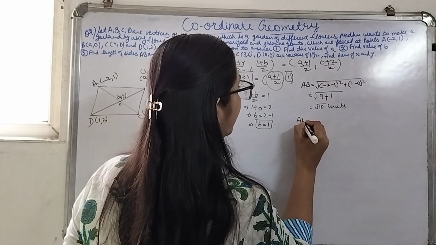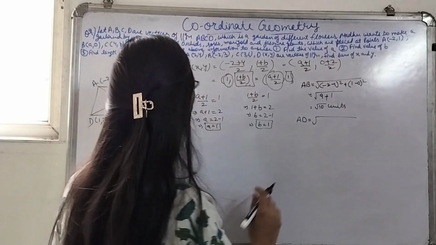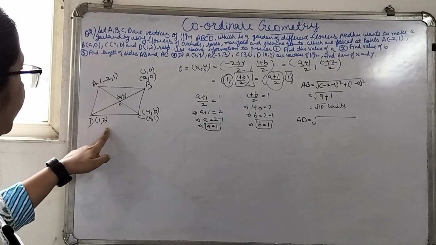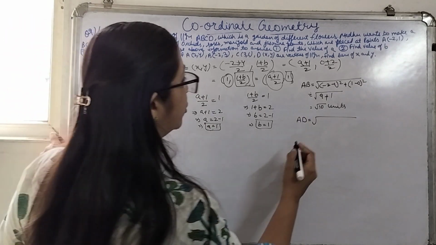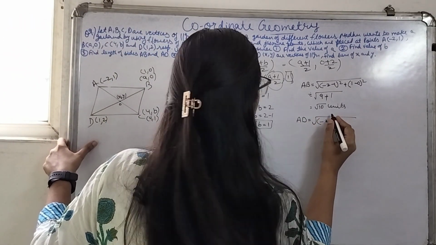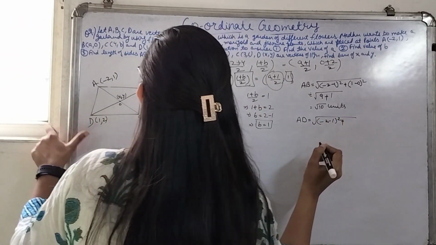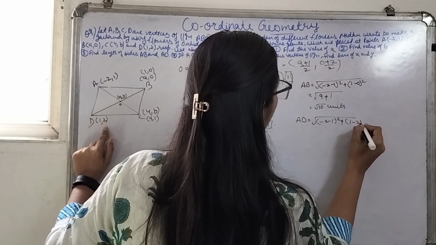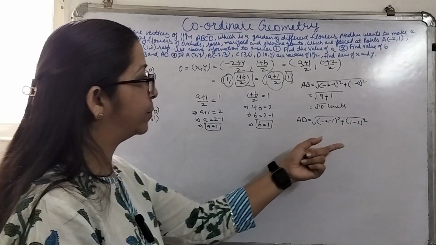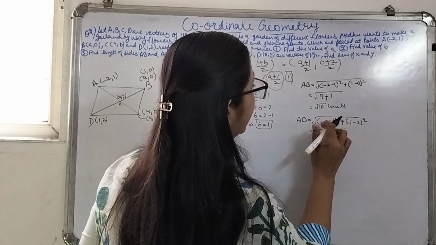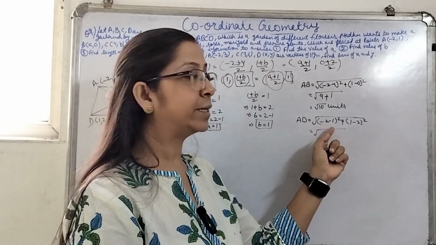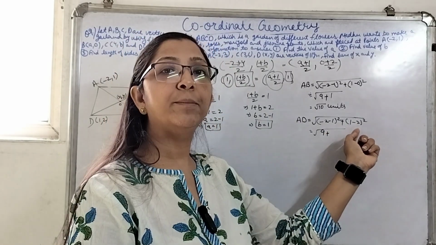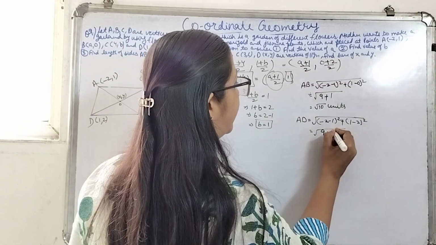Again we will use the same distance formula for A and D. So it is your x2, y2 and it is your x1, y1. So (x2 minus x1) whole square, that is (minus 2 minus 1) whole square, plus (y2 minus y1), that is (1 minus 2) whole square. So this will be minus 2 minus 1, which is minus 3, and the square of minus 3 will be 9, plus 1 minus 2 will be minus 1, and the square of minus 1 will be 1.